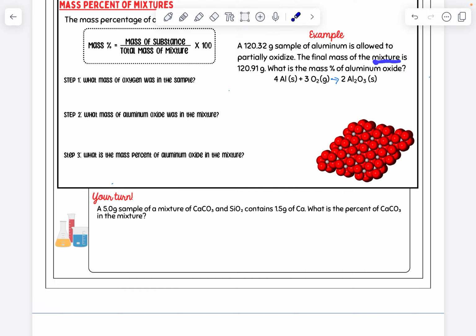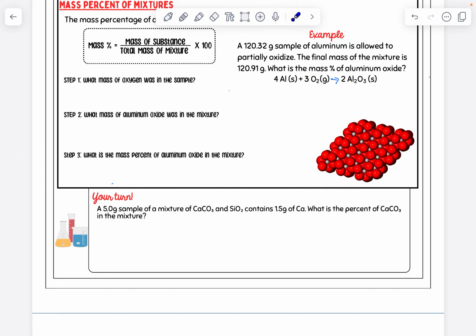But the key to this problem here is it tells you that a mixture results. So not everything converts into aluminum oxide. So you still have a mixture that has some of your reactants in it. And it wants you to find how much of that aluminum reacted with oxygen to form the aluminum oxide. So the first thing we know is we're given the final mass of the mixture, and we're given the initial mass of the aluminum. So if we know the final mass of the mixture and the aluminum that is originated, we know that the difference is the oxygen that reacted with it, right?